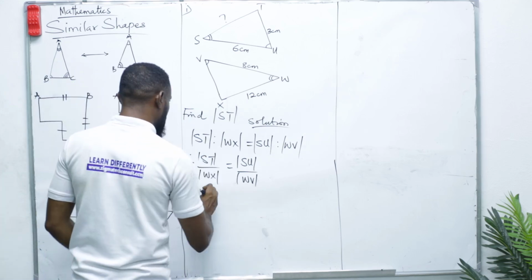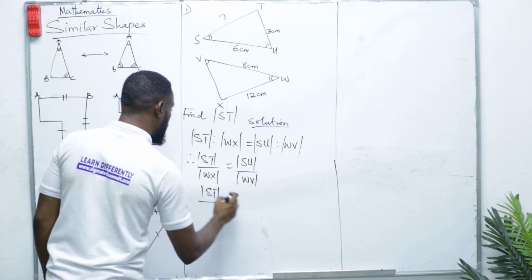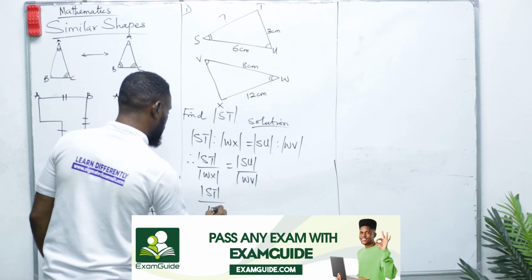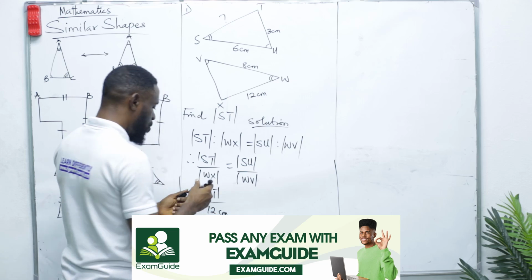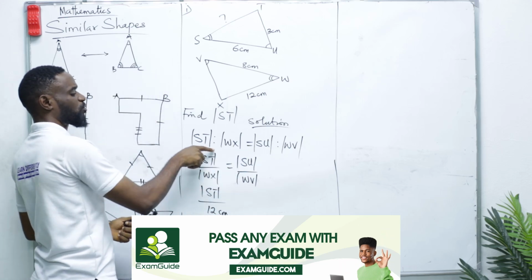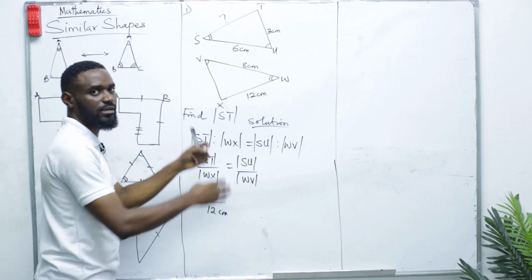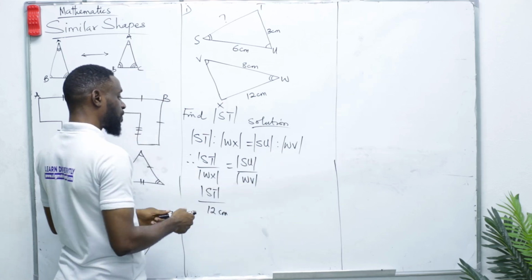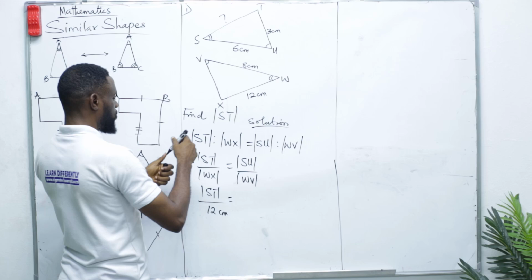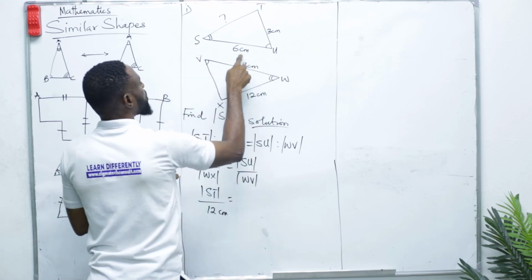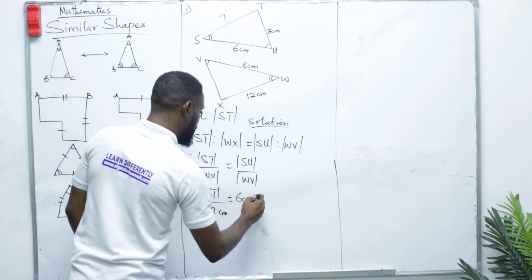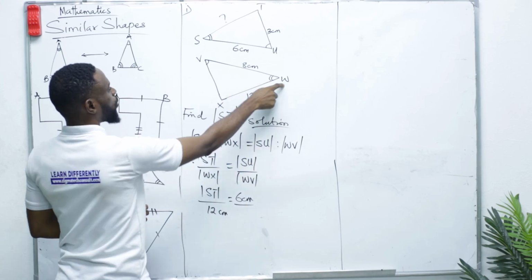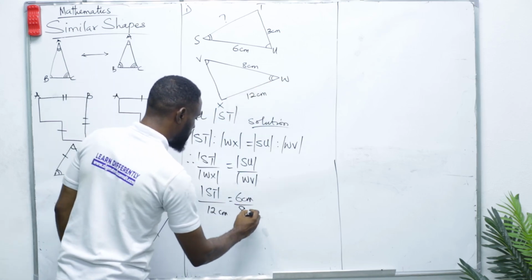So what is our ST? We don't know, which is what we are looking for, over WX. WX is 12 cm. Remember what we did there, we just applied our knowledge of ratio. We have ratio on this channel. Go to that topic and see what we did here. We did a lot of things in ratio. Now we go to equal to SU in the other shape. SU is 6 cm, divided by WV. WV is 8 cm.